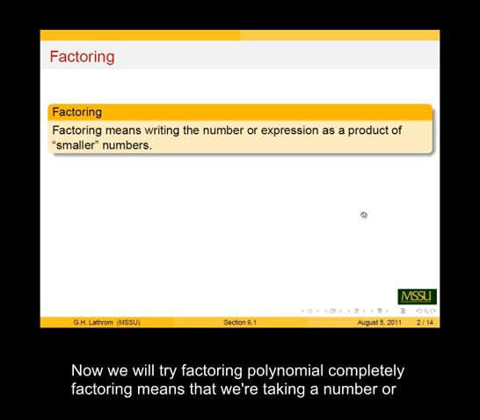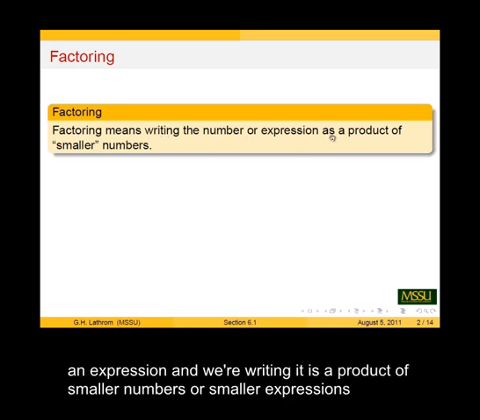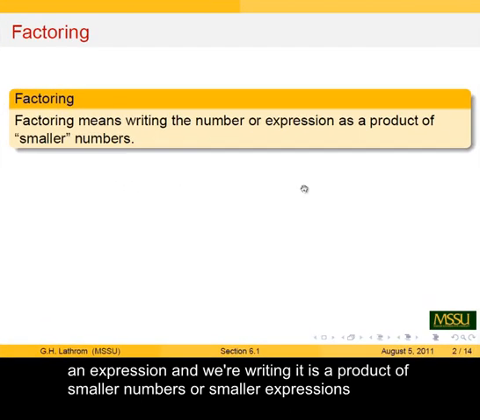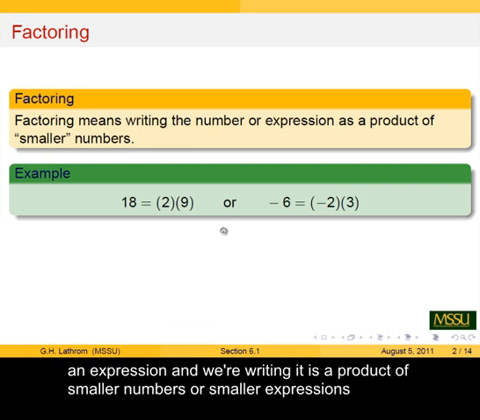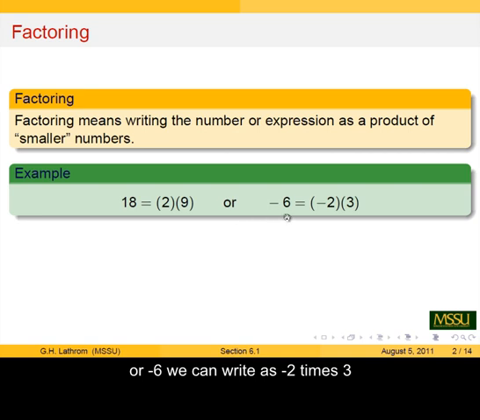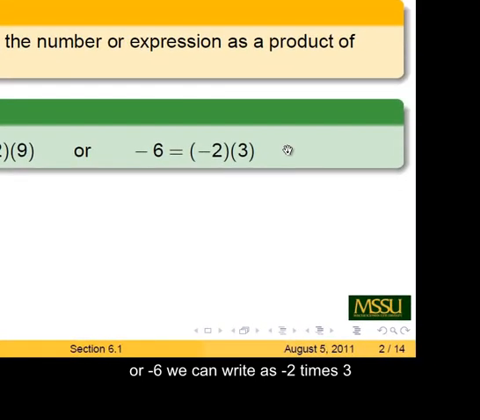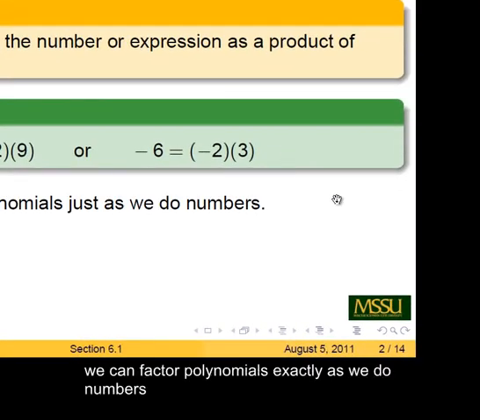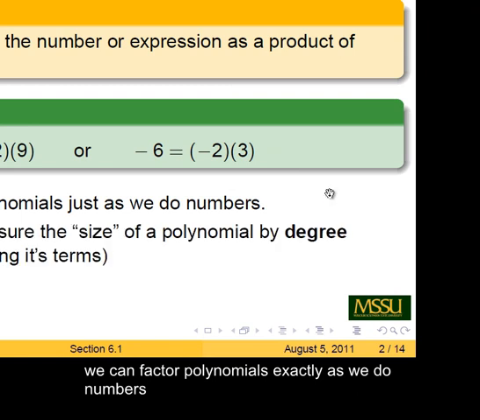Now we will try factoring polynomials. In general, factoring means that we are taking a number or an expression and we are writing it as a product of smaller numbers or smaller expressions. For example, when we have 18, we can write it as 2 times 9, or -6 we can write as -2 times 3. We can factor polynomials exactly as we do numbers.